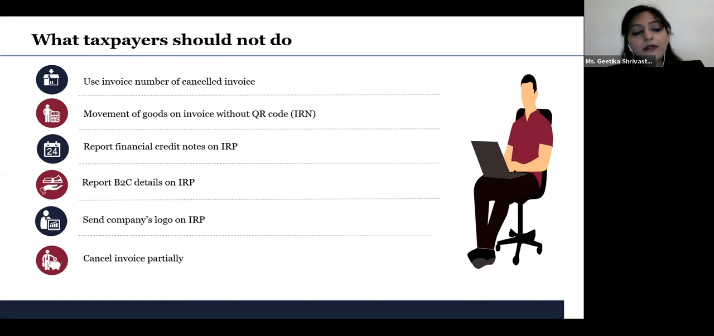There was another query which kept coming from various taxpayers: can we send our company's logo to the IRP, and then whatever invoice comes back will be my final invoice which I can send to the customer? The IRP portal will not allow you to send the logo. There will again be a validation check failure. So you cannot send your company logo to the IRP portal.